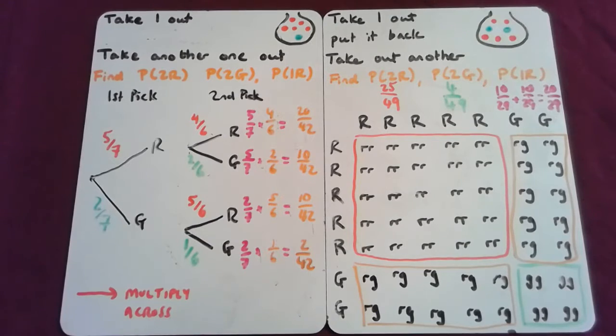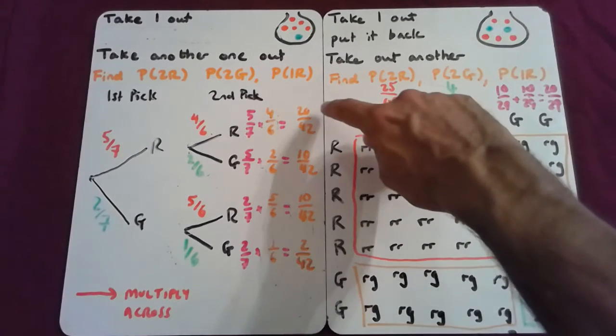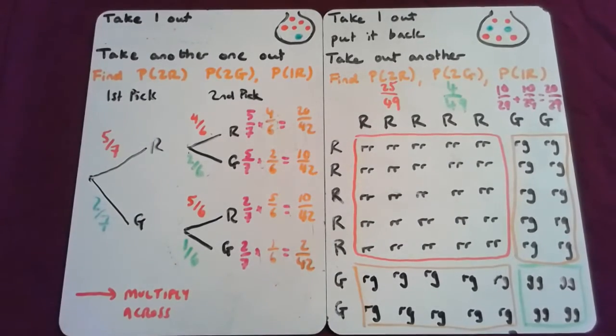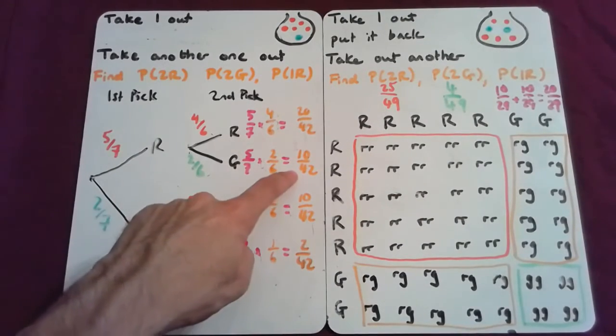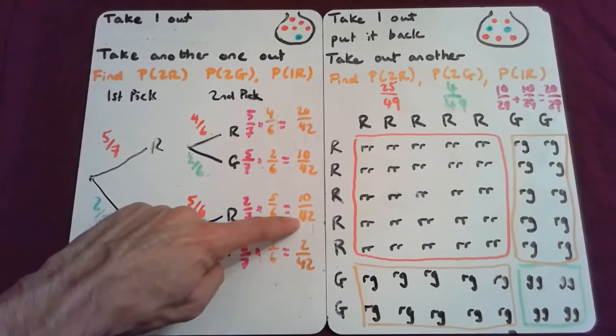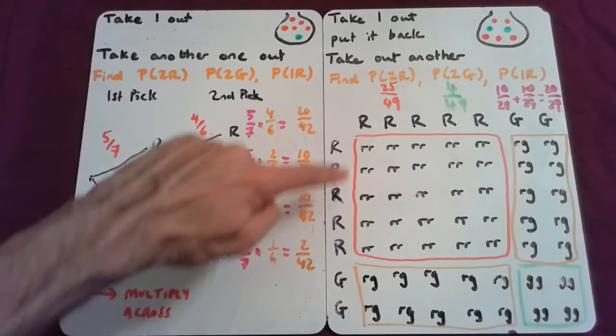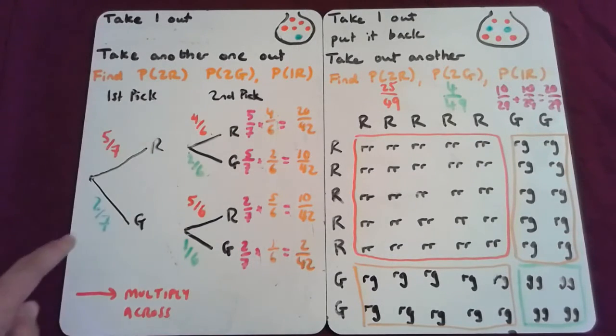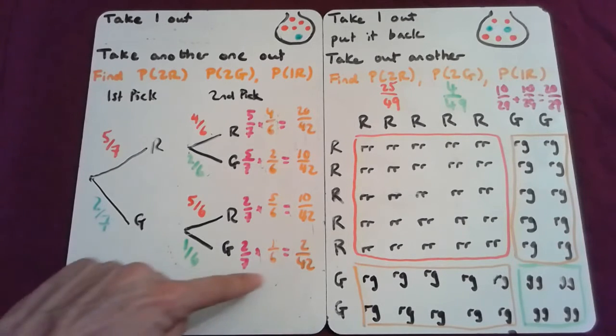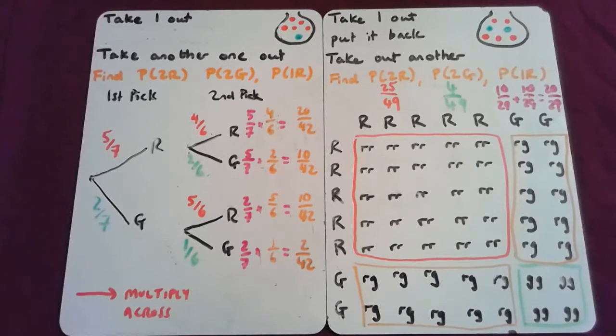So now the probability of getting 2 reds has dropped to 20 out of 42. The probability of getting a red then a green is 10 out of 42, and a green then a red is also 10 out of 42. So the probability of getting 1 red is 20 out of 42, and the probability of getting 2 greens is 2 out of 42. So just be very, very careful when you are reading the question in this case.